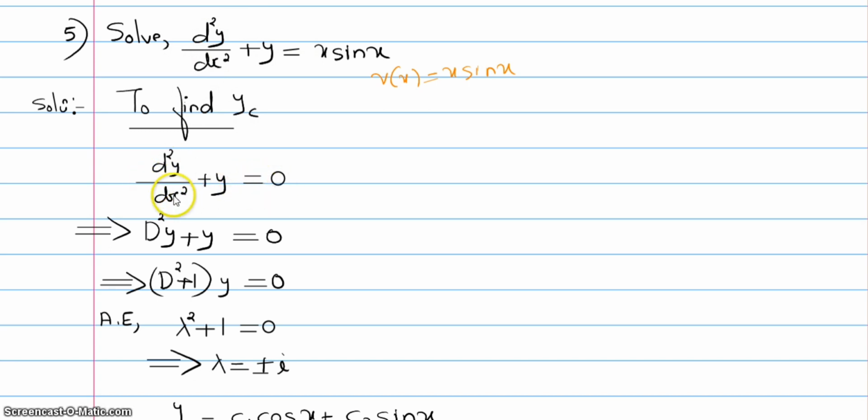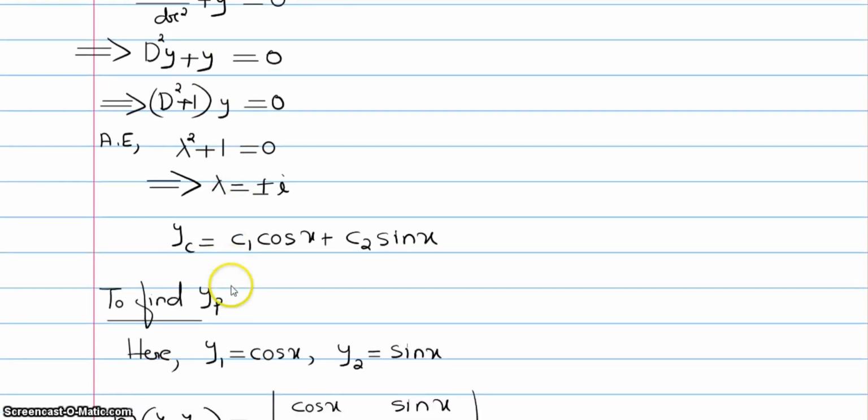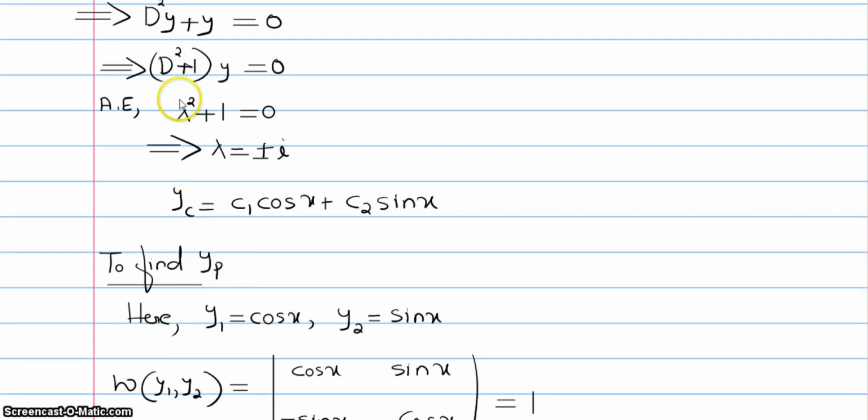Replacing d square y by dx square as D square y, taking y as common outside, we will get D square plus 1 of y equal to 0, and I am replacing D by lambda to get the auxiliary equation. So the auxiliary equation is lambda square plus 1 equal to 0. The roots of this quadratic equation are plus or minus i, complex roots. So case 3 is arising here.